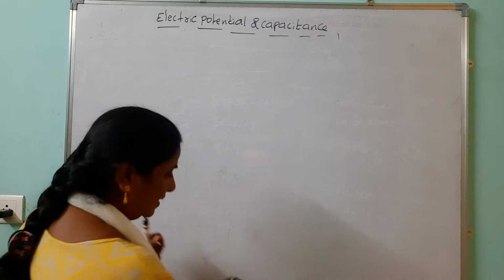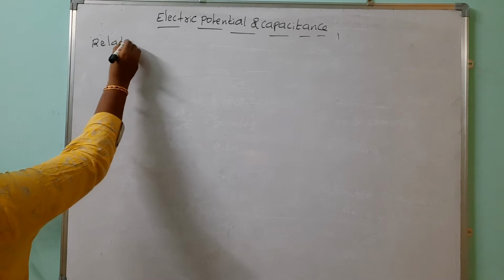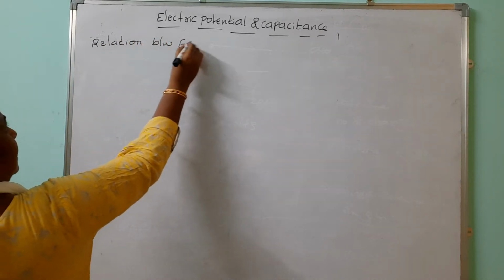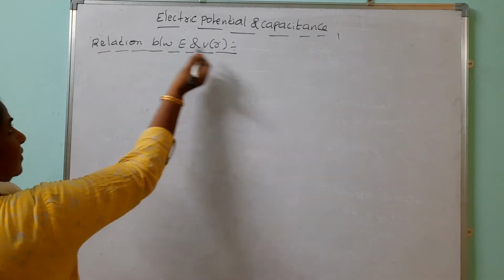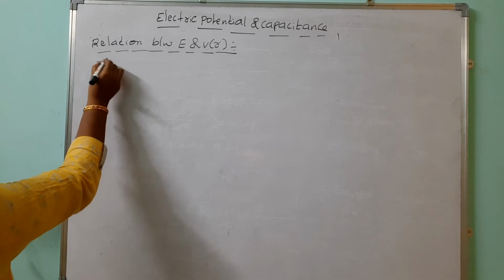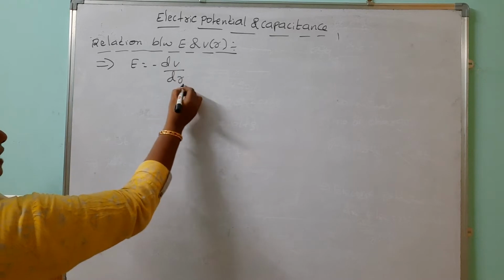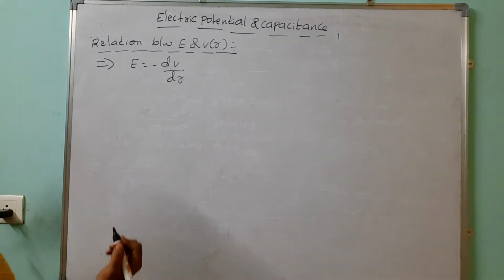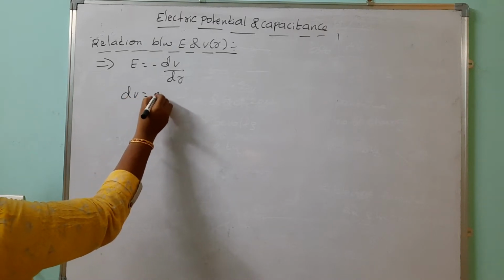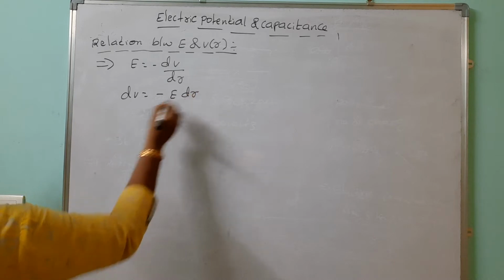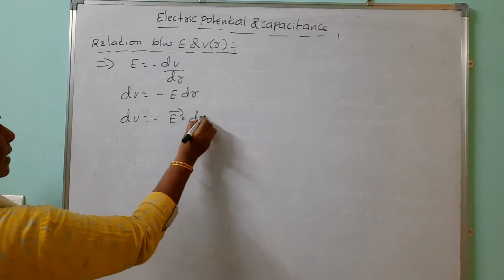Now we are going to discuss the relation between E and V. V is a function of the distance. Look here. Generally we can take E equals minus dV by dr, meaning the rate of change of potential with respect to distance gives the intensity. So dV equals minus E dr, and we can also write dV equals minus E bar dot dr bar.